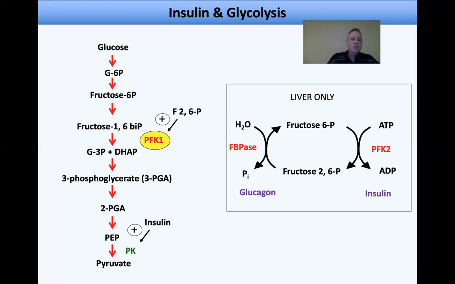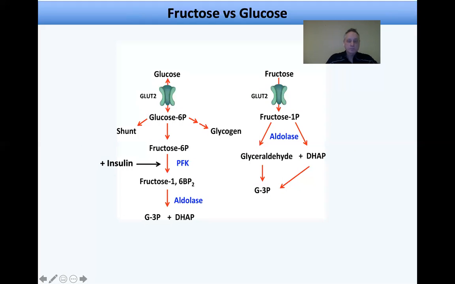Insulin also stimulates the activity of pyruvate kinase, which is the last step in glycolysis. And so what insulin's doing is that it's involved in stimulating various aspects of the glycolytic pathway. And the idea is to pull carbon down as fast as it can into pyruvate.